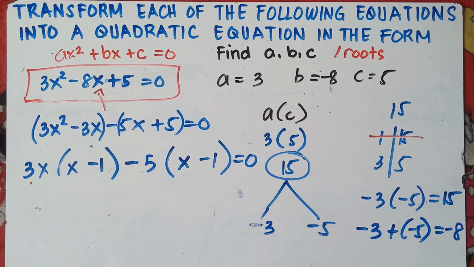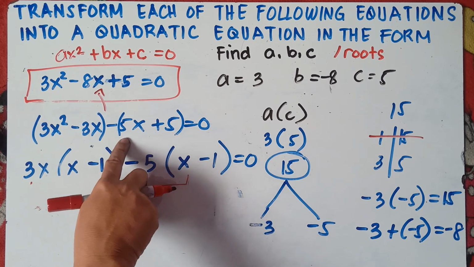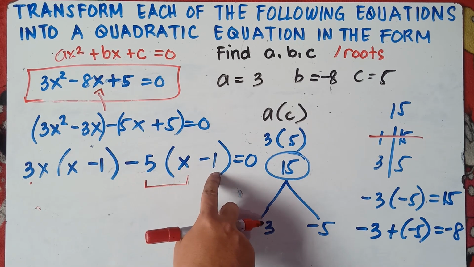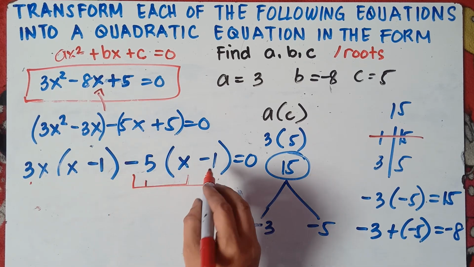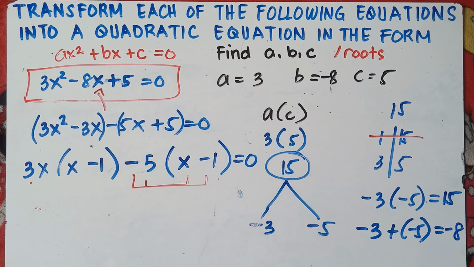Alright, so check, class. If we get the same answer, we multiply negative 5x times x, that's negative 5x. Negative 5 times x, that's negative 5x. Negative 5 times negative 1, that's positive 5. Therefore, this factor is correct.